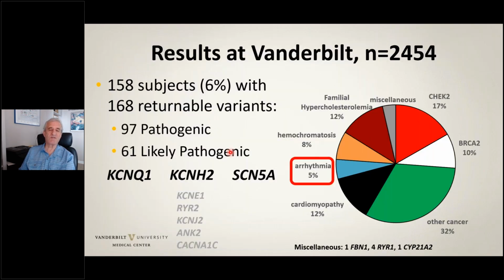To come back to the results at Vanderbilt for a second, we focused a lot of our attention on arrhythmia genes. There are 8 arrhythmia genes in this set of 109 genes that we sequenced. We focused most of our work so far on the 3 long QT syndrome disease genes here, but we've looked at these others as well.